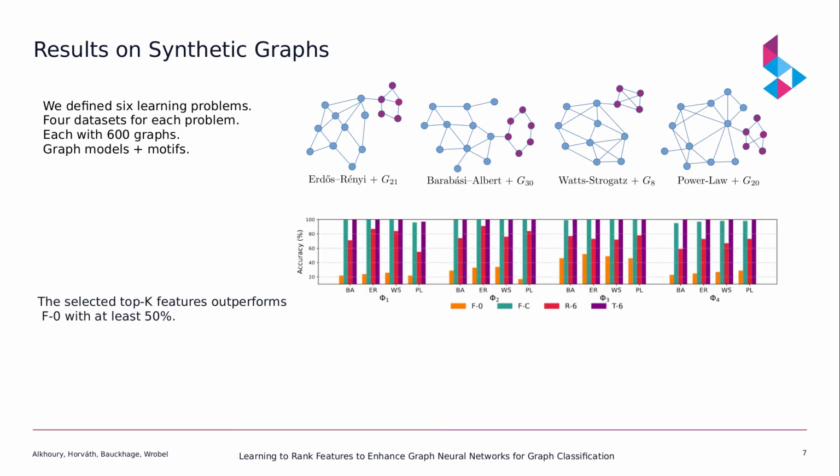Going to the results, we see that our selected top K features deliver substantial improvement. They outperform the no feature baseline F0 by at least 50%, and they also achieve performance comparable to using the full feature set FC, while clearly outperforming a random selection of 6 features, R6. And this confirms that the features selected by our method are both meaningful and highly effective.